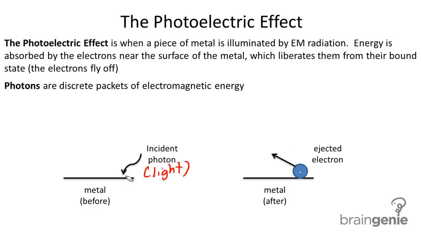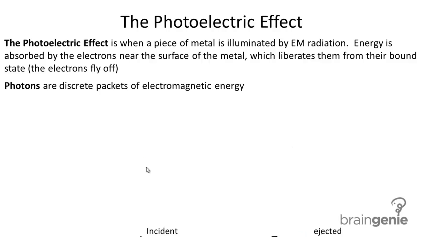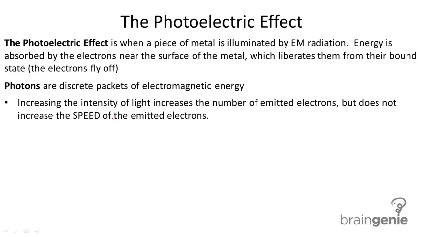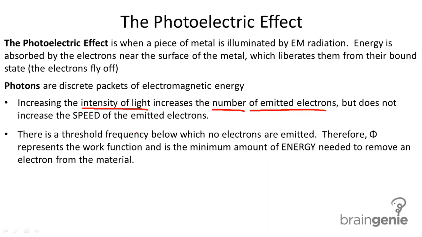Now, there are a couple key points about the photoelectric effect. The first key point: increasing the intensity, so like the brightness of light, increases the number of emitted electrons, but does not increase the speed of the emitted electrons. So when you increase intensity, you increase how many electrons are released, but not the speed. There's a threshold frequency below which no electrons are emitted.